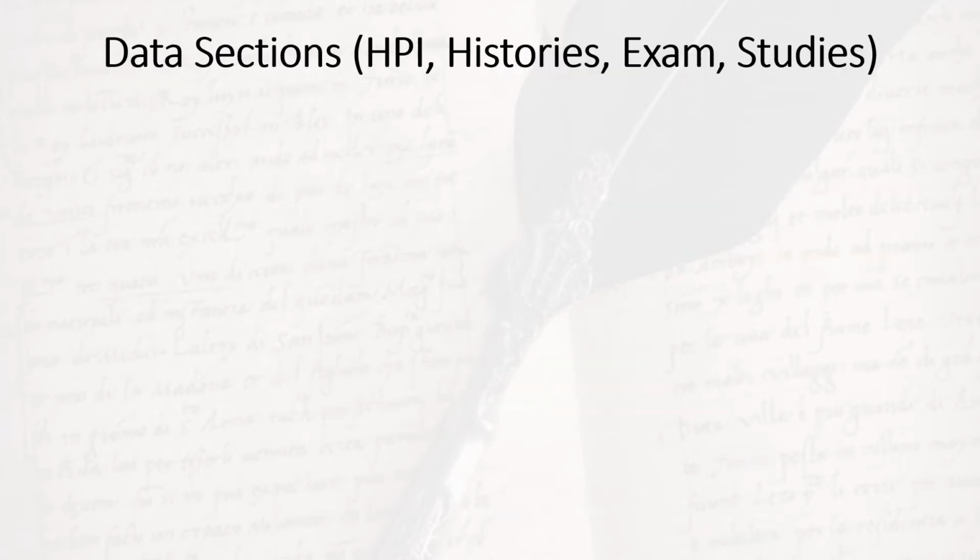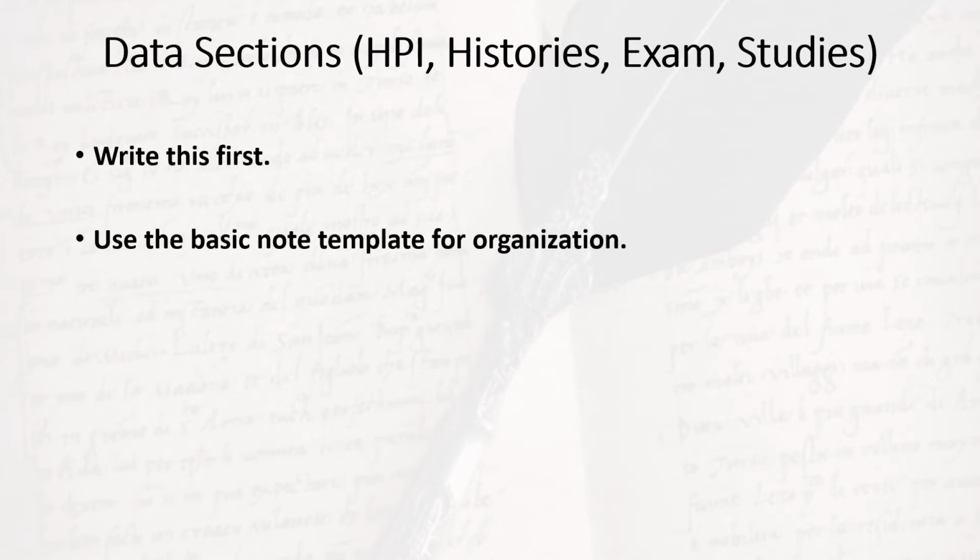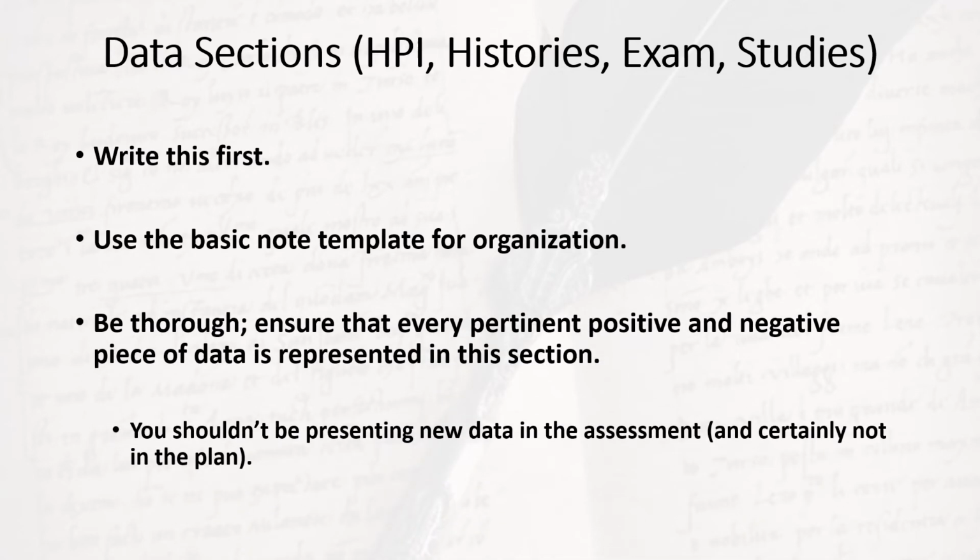So looking more closely at the data sections, like I said, I recommend you write it first. I recommend you use the basic note template for the organization. It's already broken down into an HPI and the various histories and your exams and your studies, etc. It's already organized for you. You need to be thorough here. Thorough doesn't mean exhaustive. You just need to ensure that every pertinent positive and negative piece of data is represented.